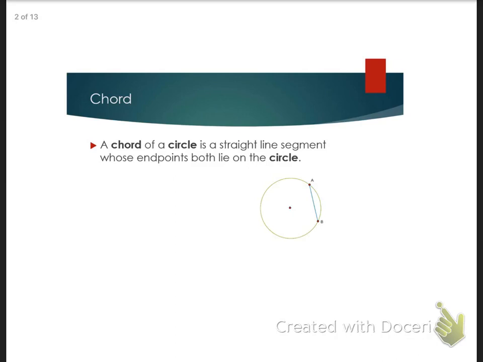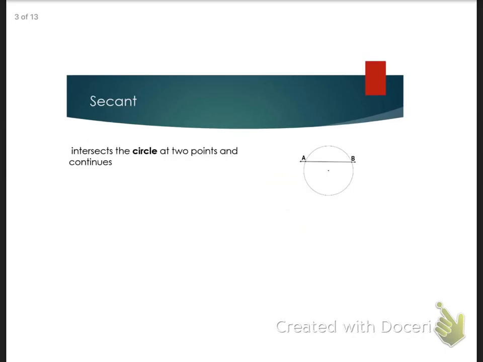A chord of a circle is a straight line segment whose endpoints both lie on the circle. So a chord, you can kind of think of a guitar string. A chord on a guitar string is going to end, so it's going to end and go through your circle. A secant is going to continue. So it's got arrows. It's part of a chord, but it's going to keep going. So it hits 2 points, but it continues.